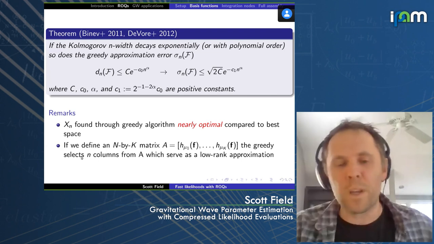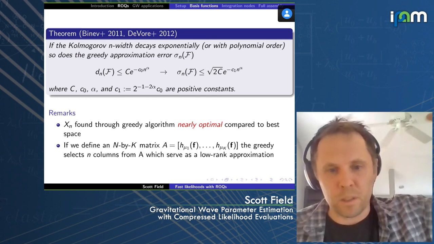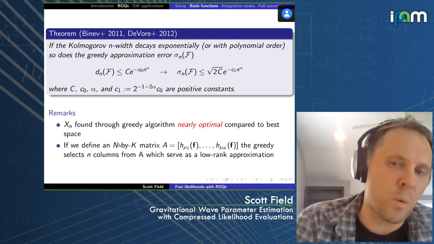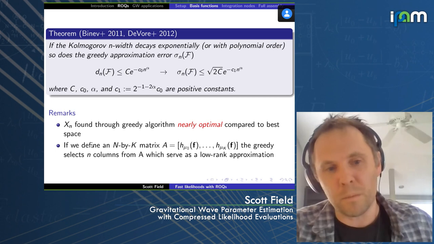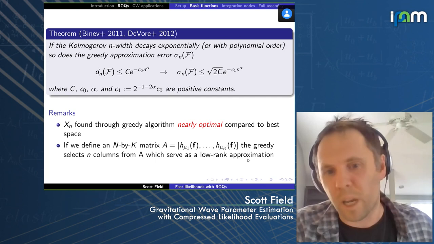If you were viewing your training set as a matrix where the columns were samples of the parameter values, the masses and spins, and the rows were frequencies, this is an N by K matrix. And what the greedy algorithm does, it goes under other names in other communities. Sometimes it's called column subset selection. It selects the N columns from A, which serve as the best low rank approximation. That's kind of what it's doing.